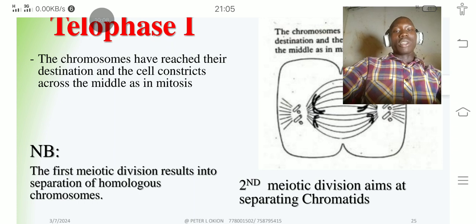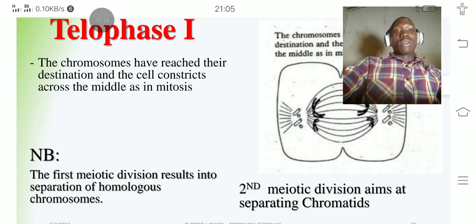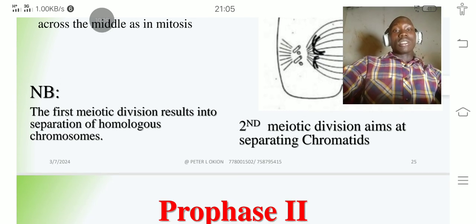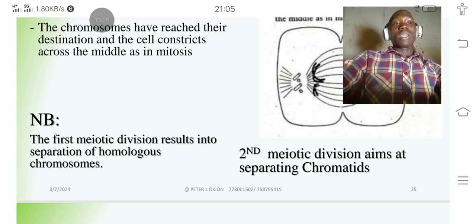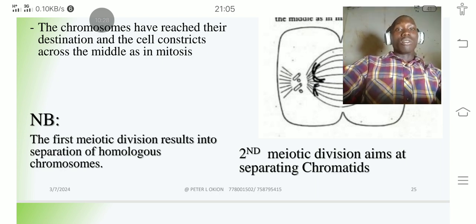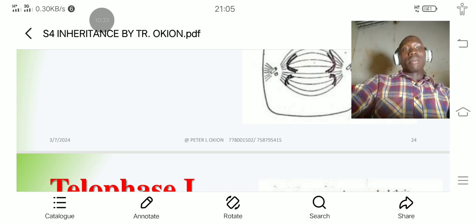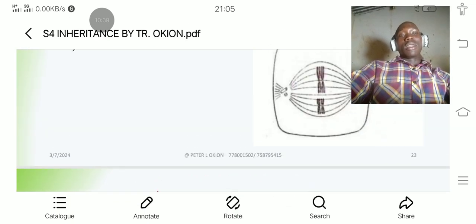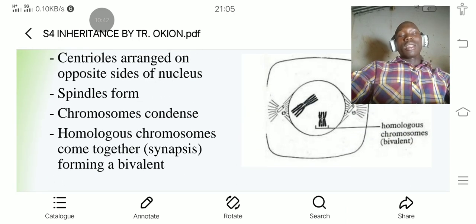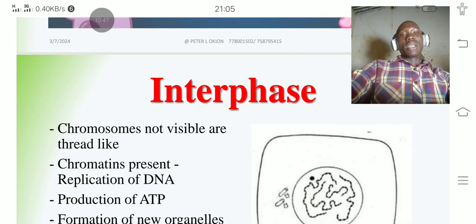The first meiotic division results in the separation of homologous chromosomes. So this is the first meiotic division. After the first meiotic division, the cell enters the second meiotic division. But before we go to the second meiotic division, let's have a simple summary of meiosis 1 again.